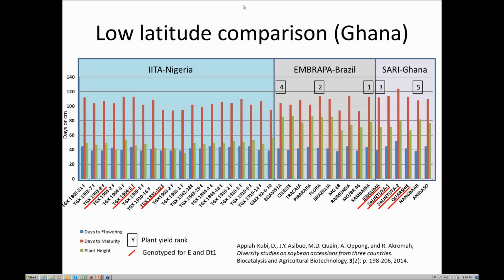And the Embrapa lines are also determinate, right? Okay, so all of those Embrapa lines that are quite tall, compared to the Nigerian lines, I don't know what's going on with the IITA Nigerian lines.